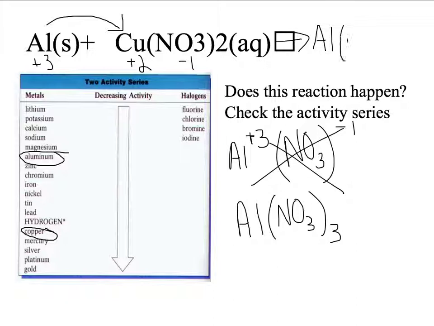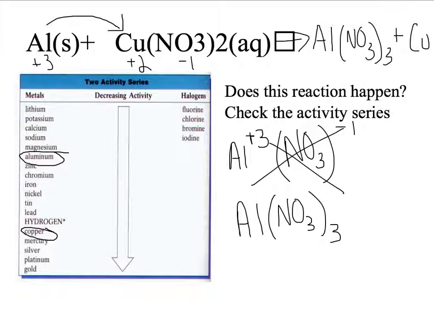Al(NO3)3, plus what's left over? Oh, Cu. So I put the Cu right there. Is it balanced? Absolutely not. Time to balance the reaction.